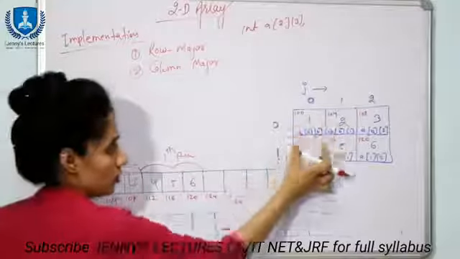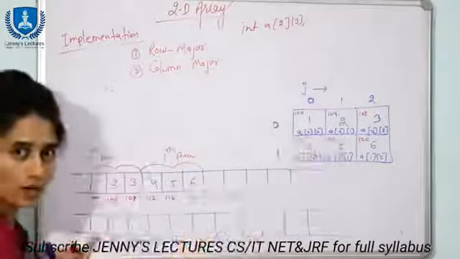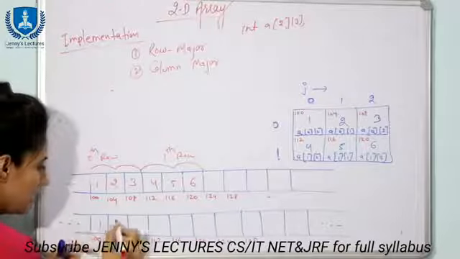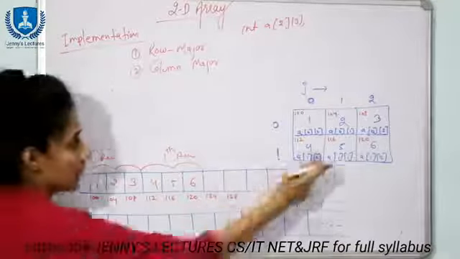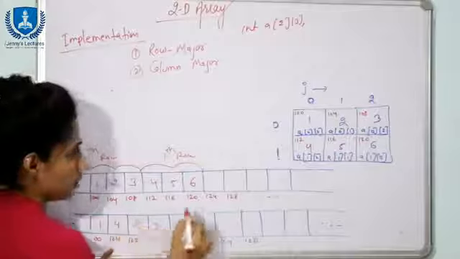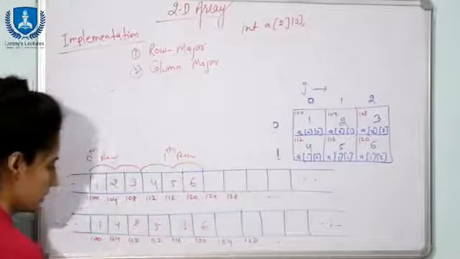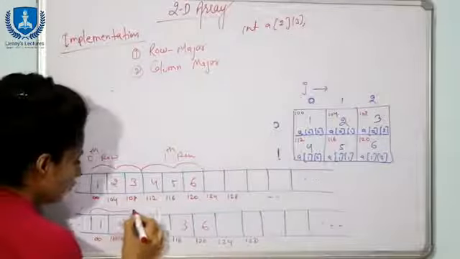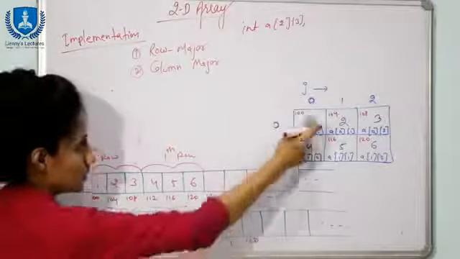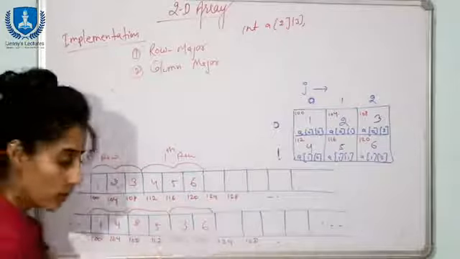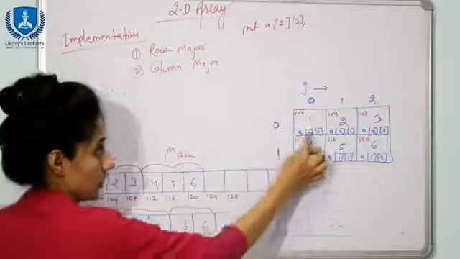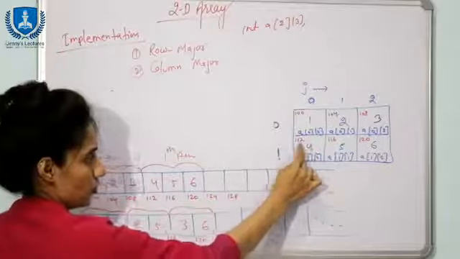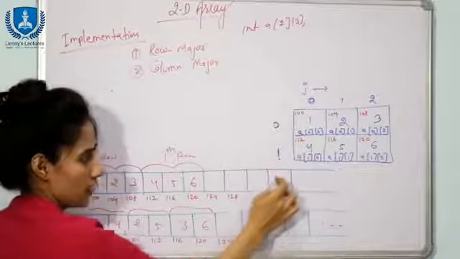So the column value is this one, 1 and 4, right? So this 1 and 4 is to be stored here. After that 2 and 5, after that 3 and 6. So this is the 0th column, the 1th column, and this is the second column value, right? So now see, here the address of this 4 is 112. This is for the row major implementation.